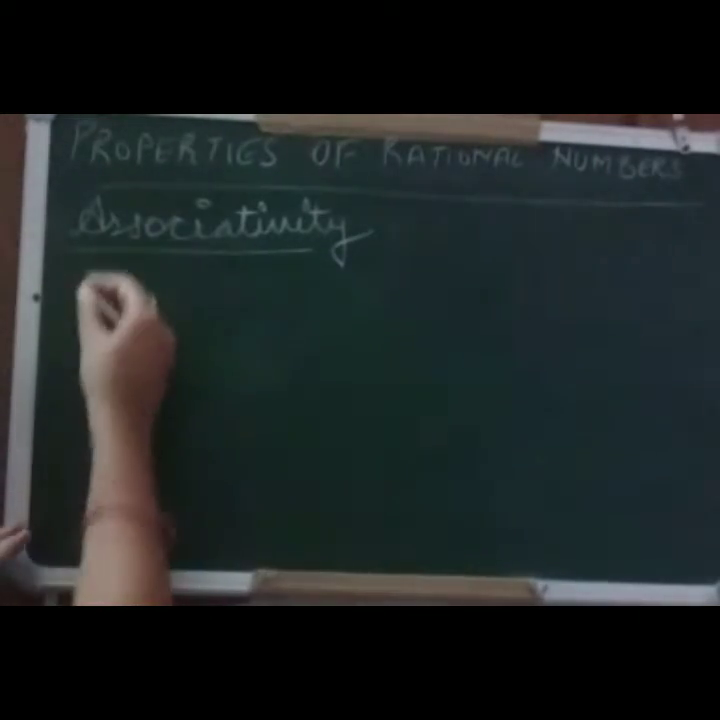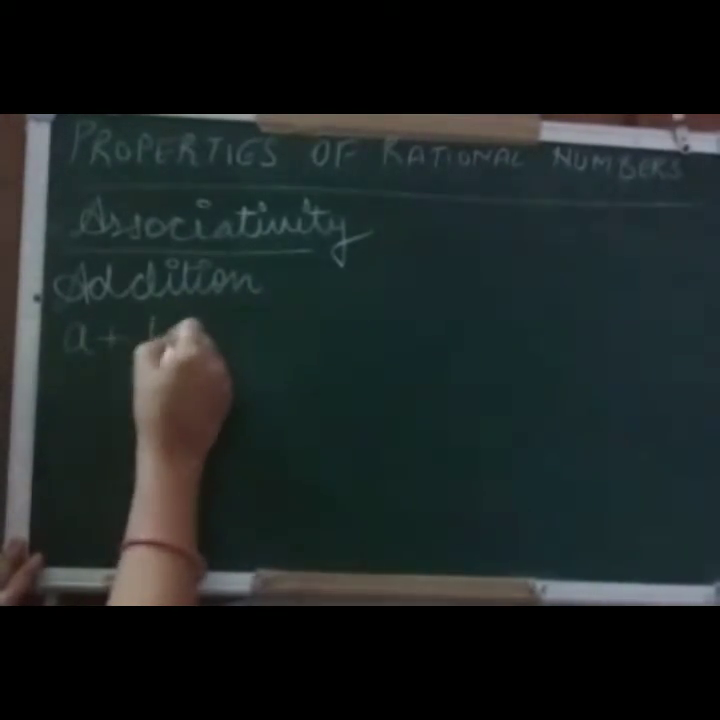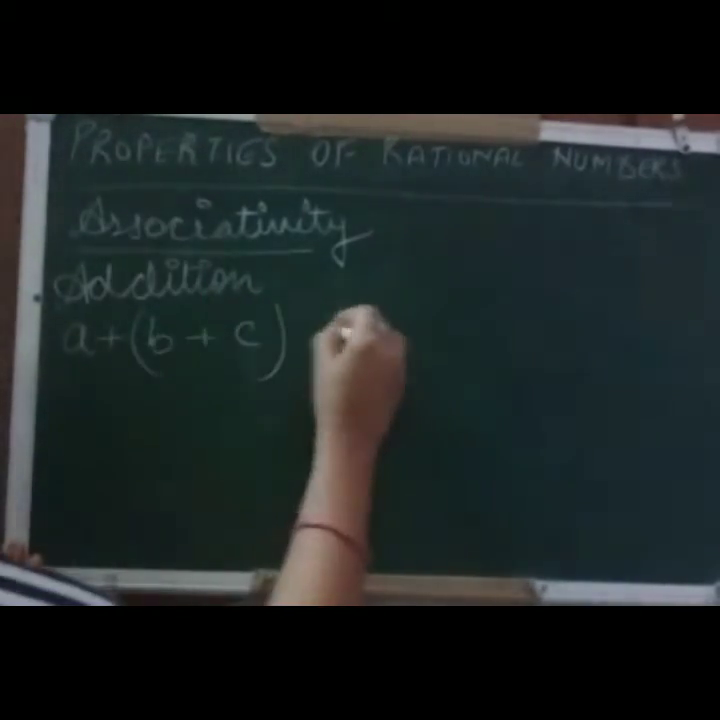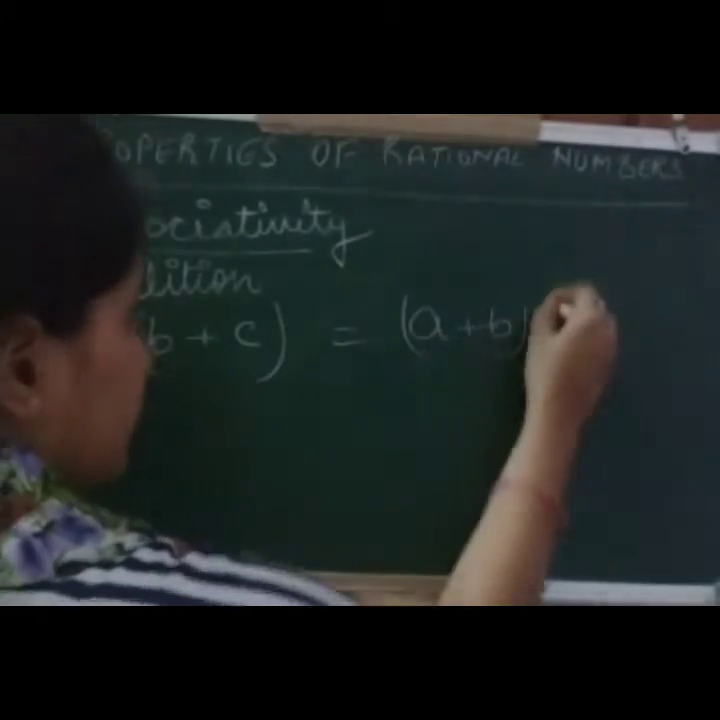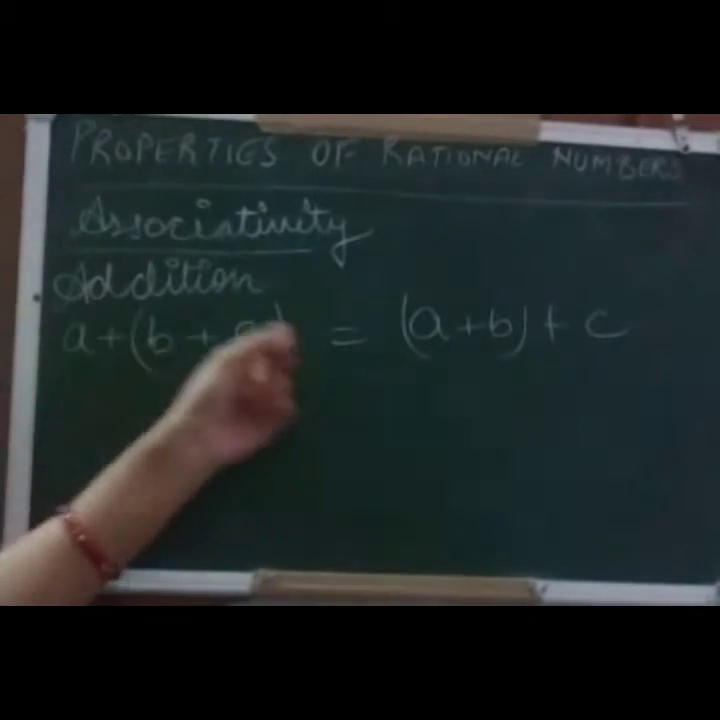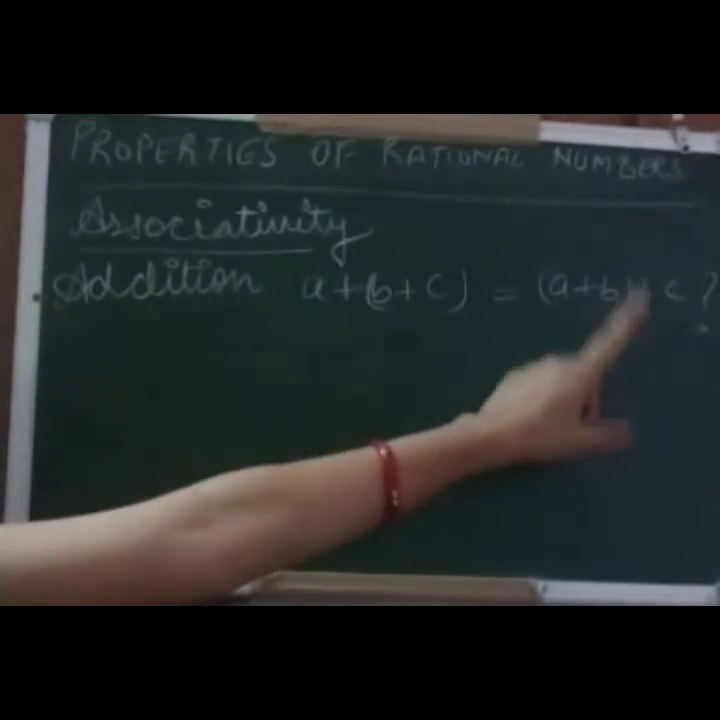Now associativity. First of all, for addition, if we have any three rational numbers and we add them like this or like this, and the answer is the same, then it means associativity is holding for addition. Similarly we will check for subtraction, multiplication, and division also. Now let's check it for addition. Will it remain the same or not?